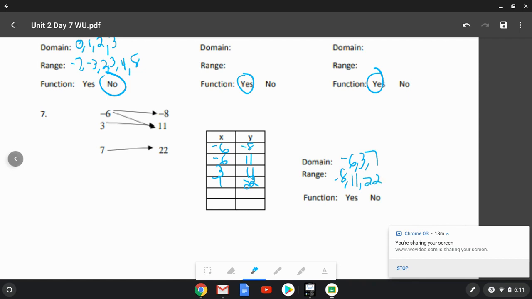So are there any repeaters on my x? Well, these two. -6 input goes to -8, and -6 goes to 11. So that's a no if you have any repeated x values. So that's everything.